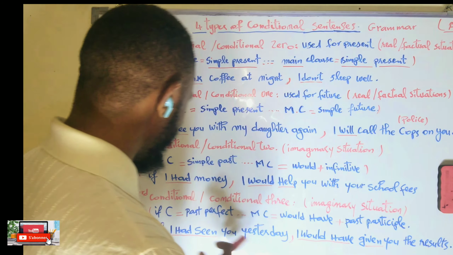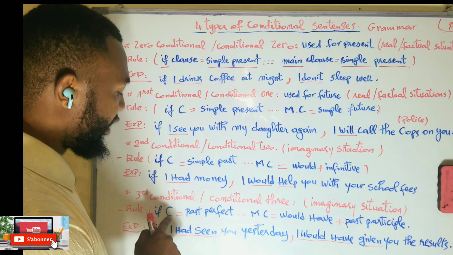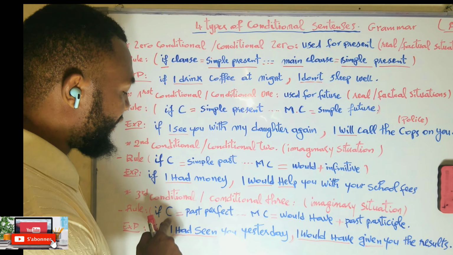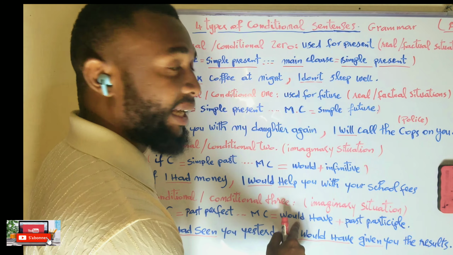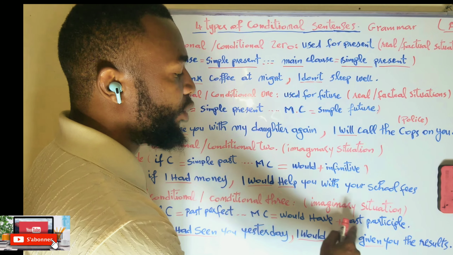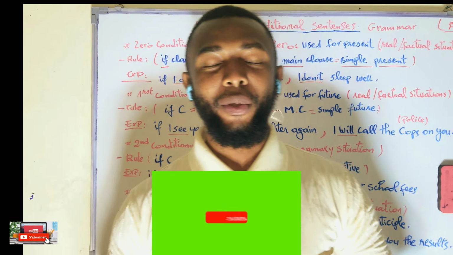Alright? So here we have the formula. If clause, right? If clause, main clause, right? So if clause égale past perfect, main clause égale would have plus past participle. Alright, so that is conditional 3.